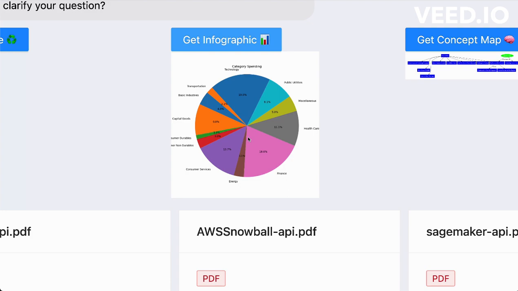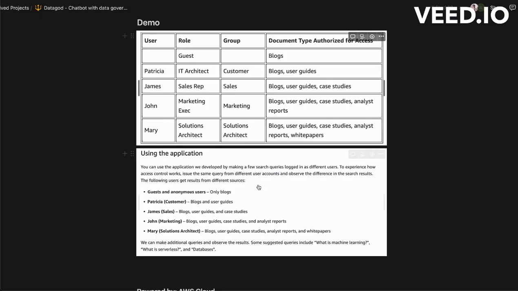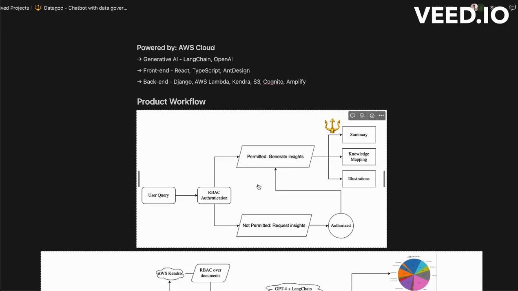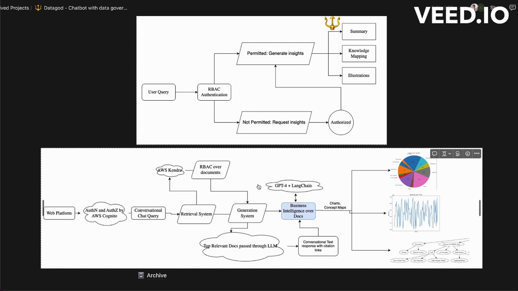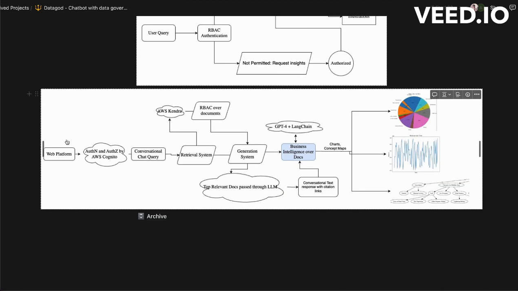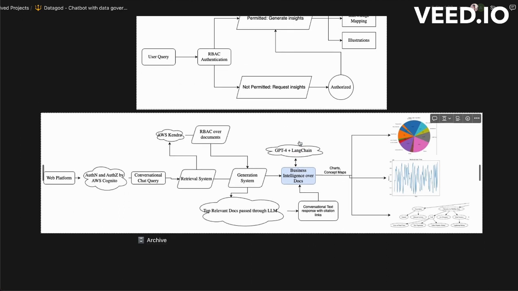So that was pretty much it for Datagod. We solve data governance and we solve intelligence. Here's a web platform, Cognito, a retrieval system, a generation system, a sort of intelligence system, and that would be it. Thank you.